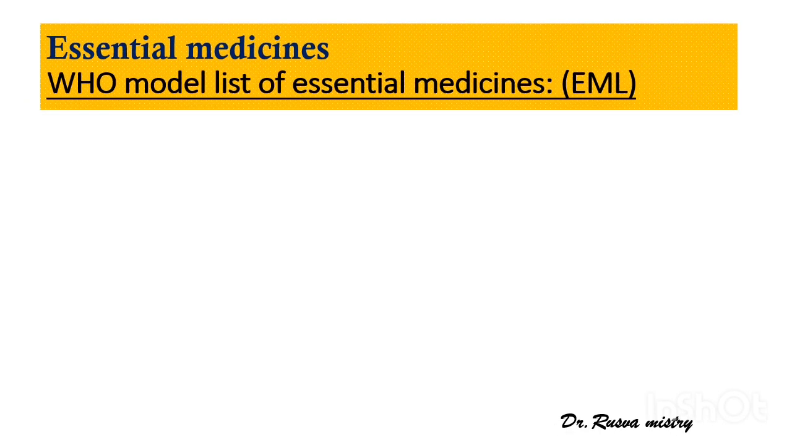If we see the history of the essential medicine list, Tanzania was the first country in the world to frame its essential medicine list, in the year 1970. Then the World Health Assembly requested WHO to assist member states in choosing essential medicines with assured quality and at reasonable cost in 1975.